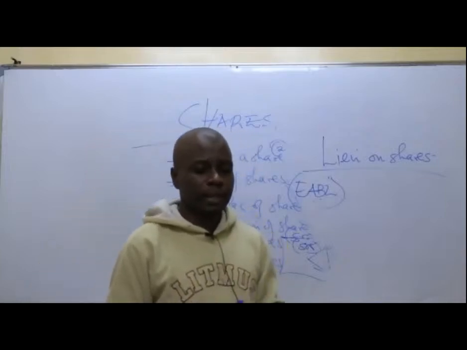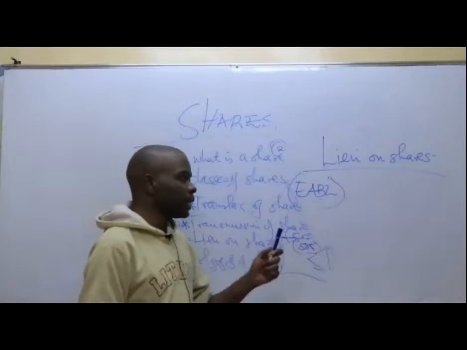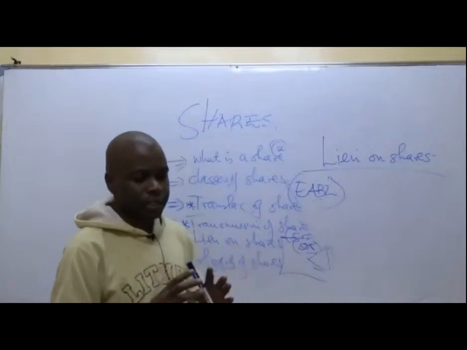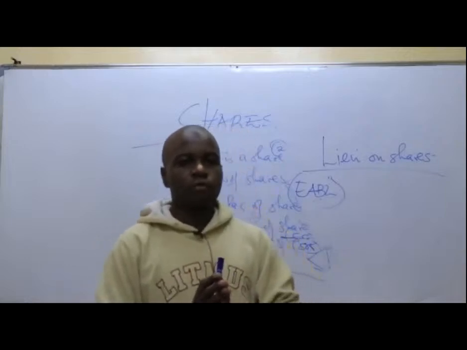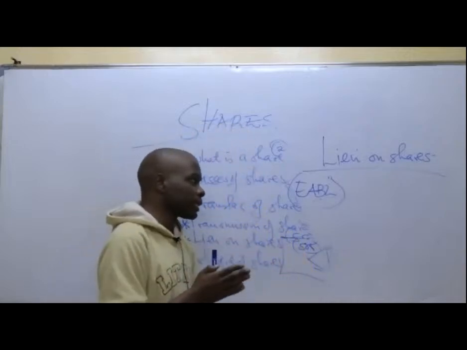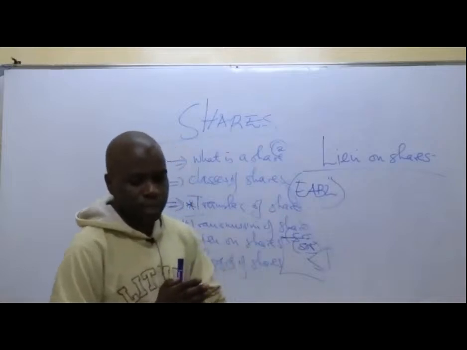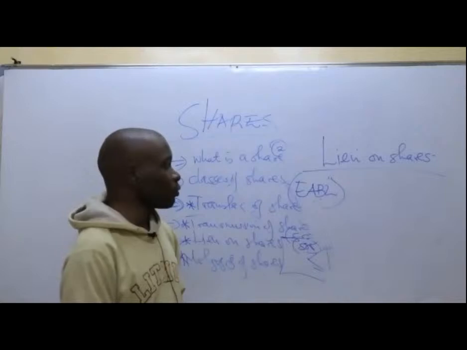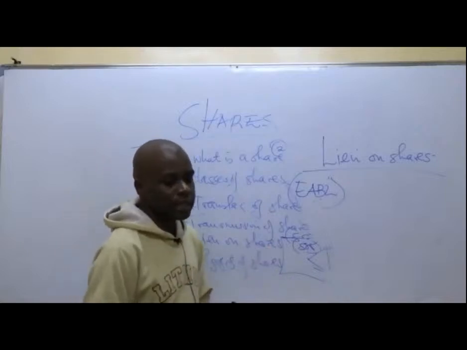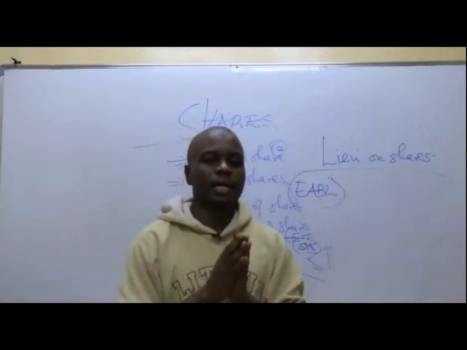So if EABL has the right to exercise the right of lien on her shares, what they can simply do is withhold the shares of Regina in the company until Regina is able to pay off the due amounts. That's when the shares can be released to Regina. If she fails to do so, then of course the company will take over the shares. They can simply sell them to another person.